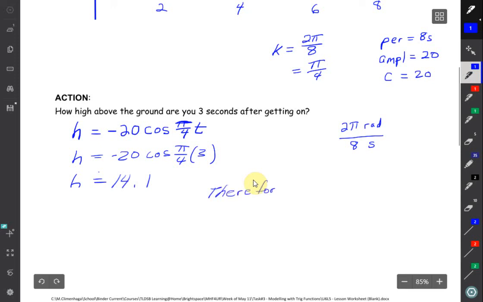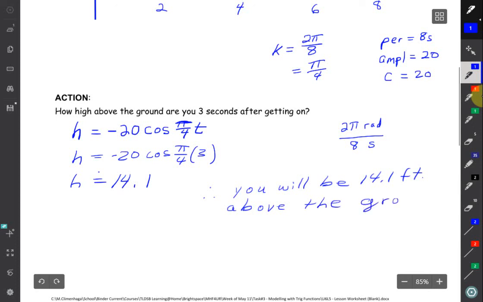Therefore, you will be 14.1 feet above the ground after 3 seconds.